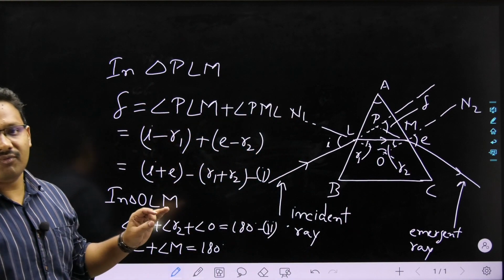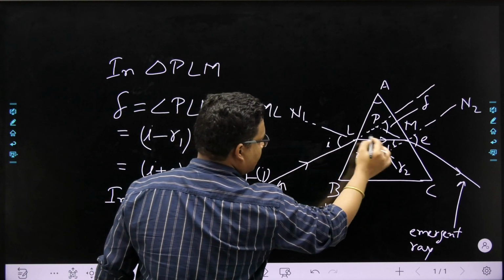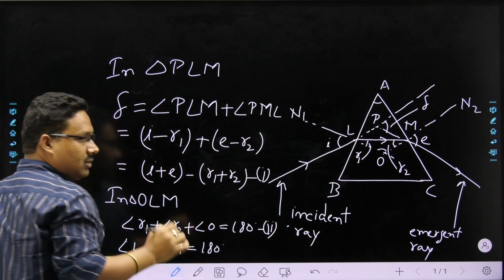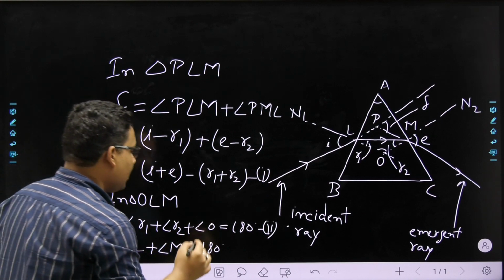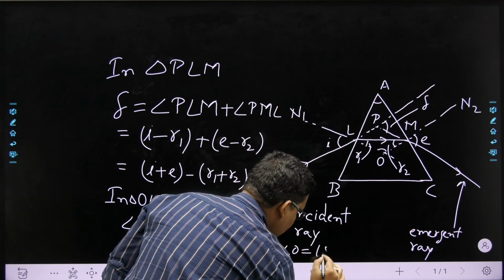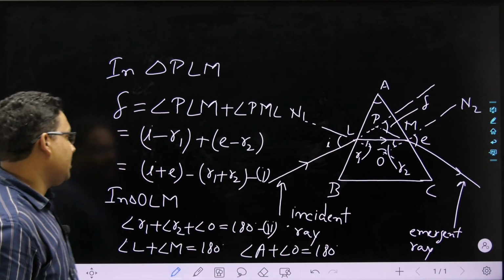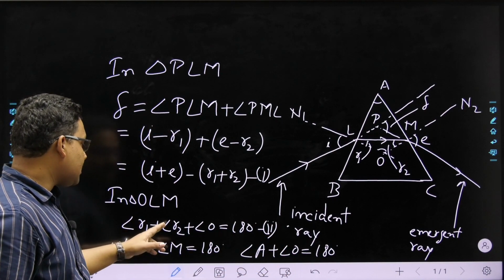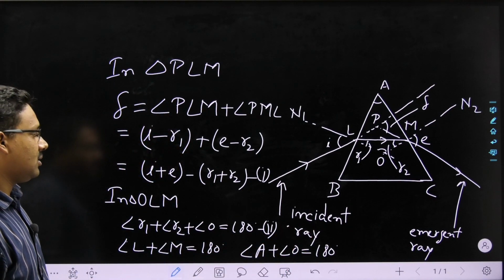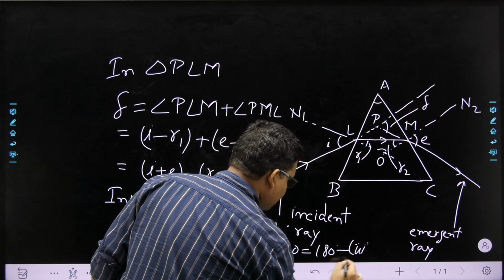Now we know that the sum of all the angles of a quadrilateral is 360. So if angle L and angle M together are 180, then angle A plus angle O will become 360 minus 180, so 180. So angle A plus angle O equals 180. Now we see that angle R1 plus R2 plus O is also 180 and angle A plus angle O is also 180. Now we will equate these two equations.